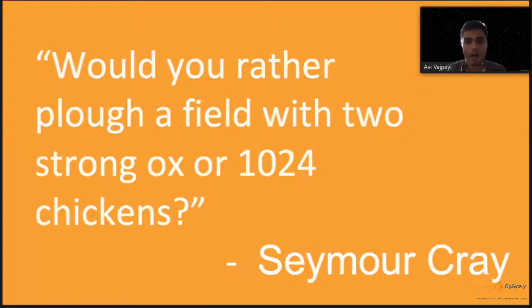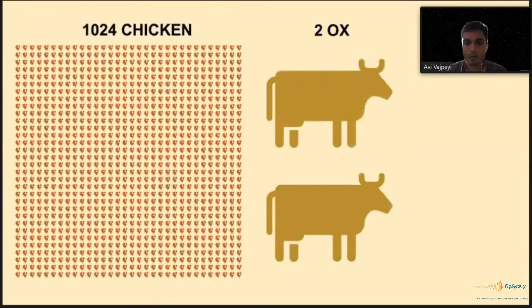In the past, the father of supercomputing, Seymour Cray, has been quoted to say, "Would you rather plow a field with 2 strong ox or 1,024 chickens?" Because he thought this idea of adding more smaller processors was kind of absurd. He thought that it was obvious that developers would want the 2 strong ox rather than the 1,024 chicken, that they would want the 2 powerful processors rather than the 1,024 smaller processors, right? But this was before parallel computing became popular, I guess, because we've kind of started using the 1,024 chicken.